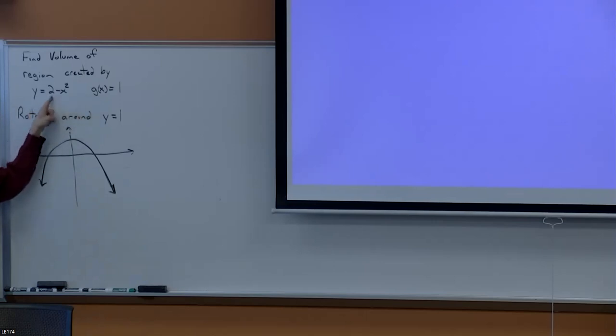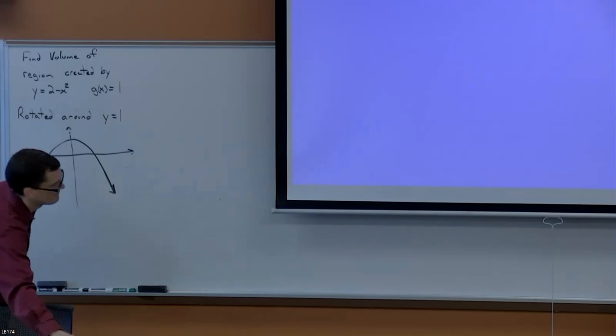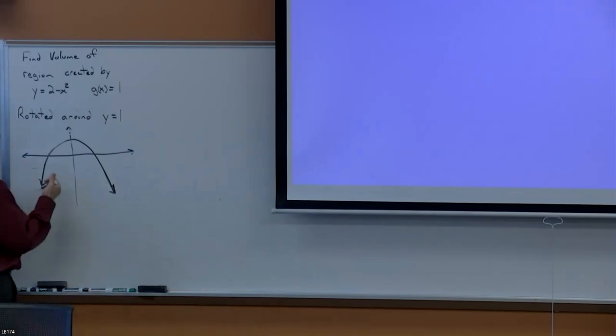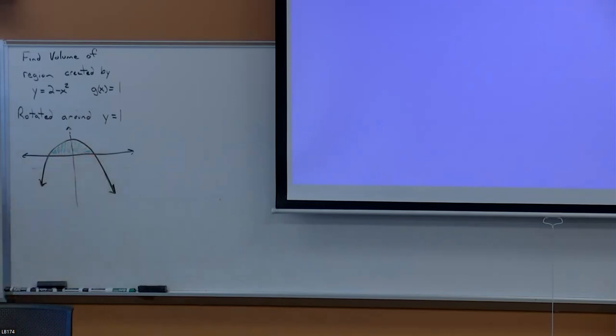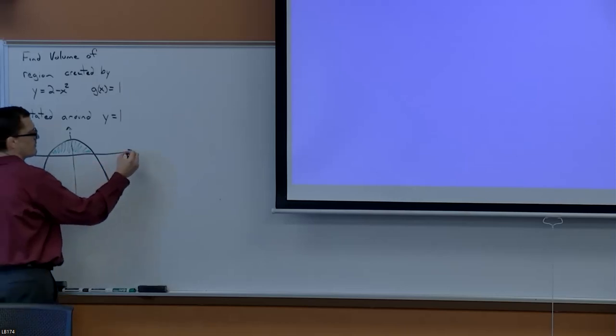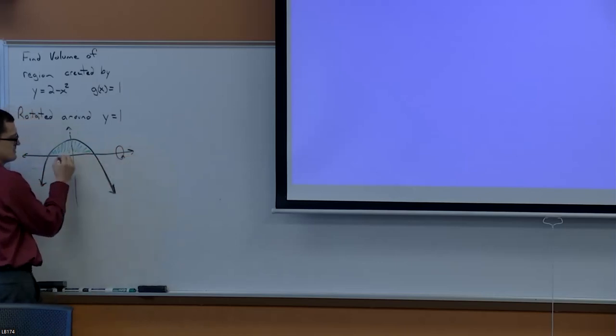So these two things create the region. So the region is this region here. Okay. And we're rotating that around the line y equals 1, which is just that line in the region.